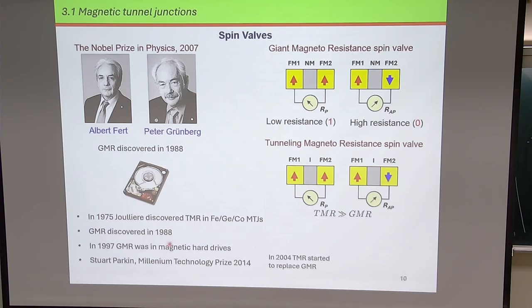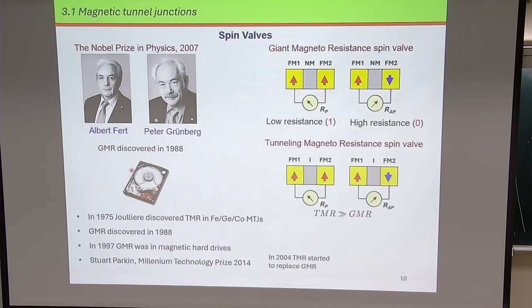In 1988 they discovered this in the lab, and in 1997 it was already in use in magnetic hard drives. So it's one of these phenomena that went from fundamental research in the lab to real applications in a very short period of time. About 10 years is a short time for something fundamental to go to everyday application nowadays. Now, I won't discuss the physics of the giant magnetic resistance.